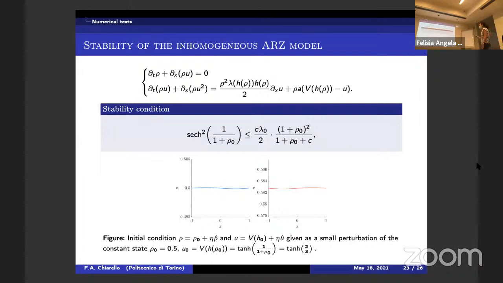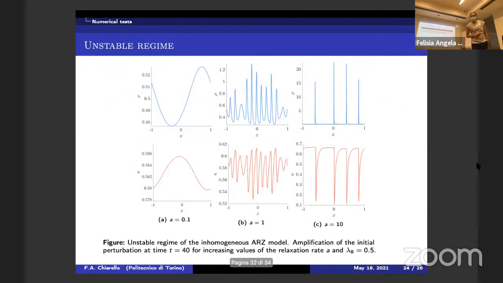And okay, just a few words about the stability of the homogeneous model. This is the stability condition for a particular choice of the velocity and, okay, lambda and h. We consider this initial condition. So this is a constant density and velocity perturbed by this term. And you can see here that for different values of the relaxation rate A, we get different profiles.